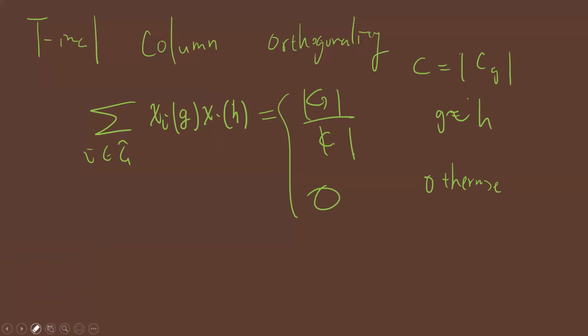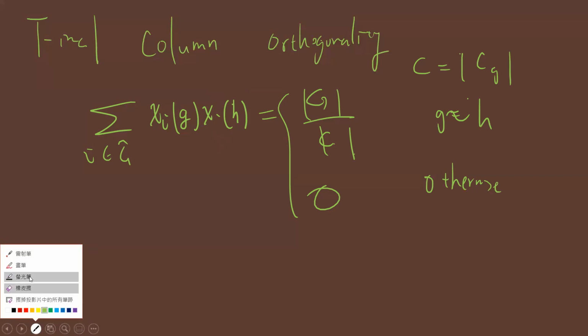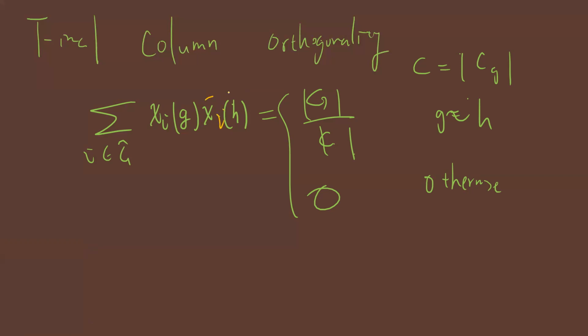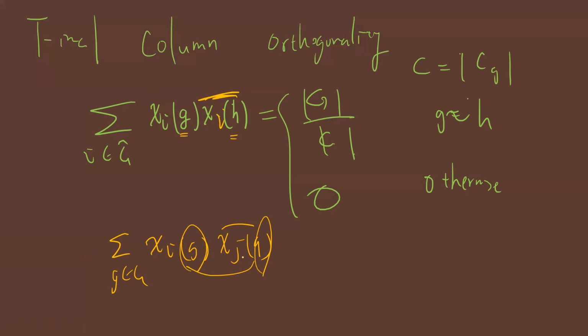Okay, so this is called the column orthogonality. Let me just say some words. In the row orthogonality we talk about the group G, so we sum over the group G, which means the group element is in the parentheses. But now the sum is over the indices. So one is a sum over G, and one is a sum over i, the irreducible representations. Okay, so let's quickly do the proof and then finish this video.